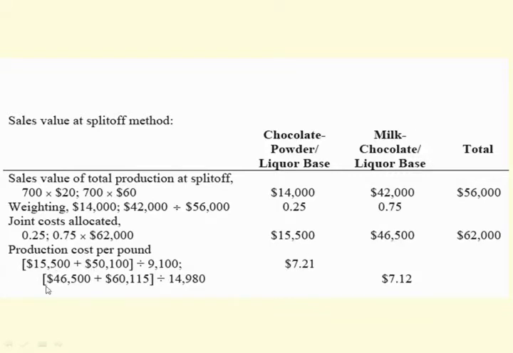Second, milk chocolate: 46,500 its share in the joint cost plus separable cost 60,115, divided by the number of pounds of milk chocolate, 14,980, which equals $7.12 per pound.